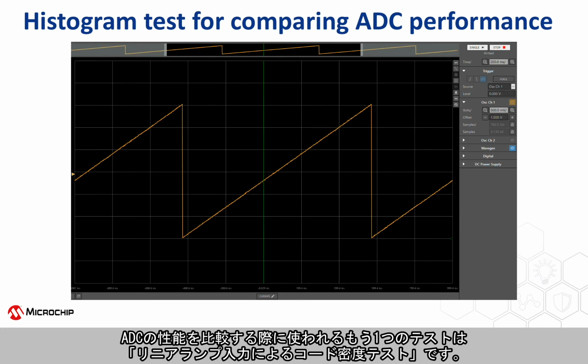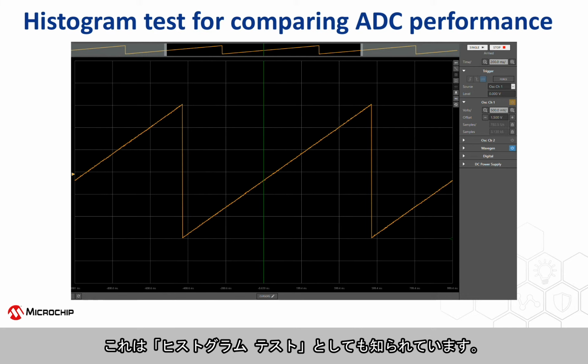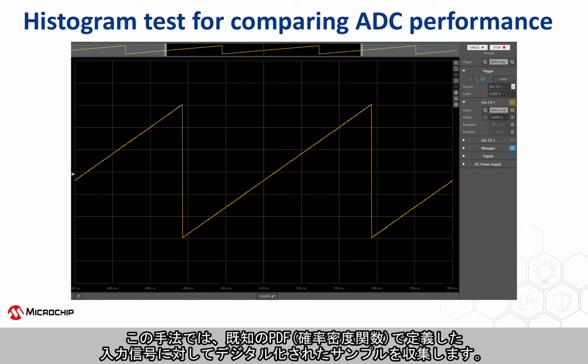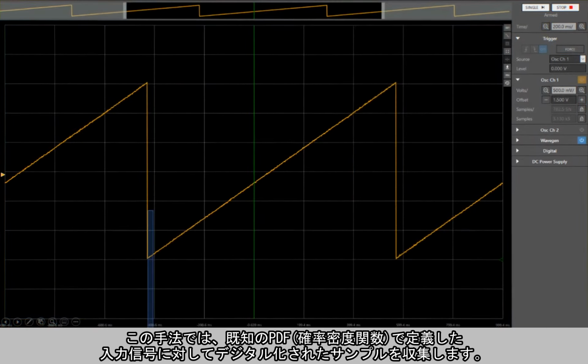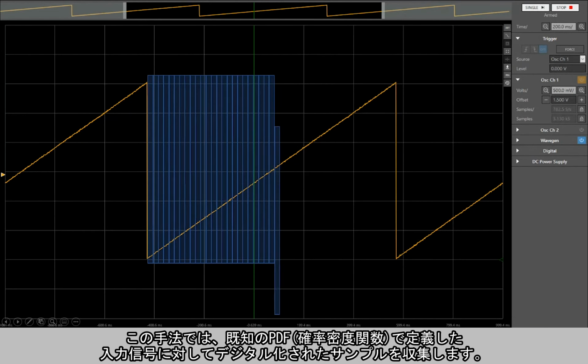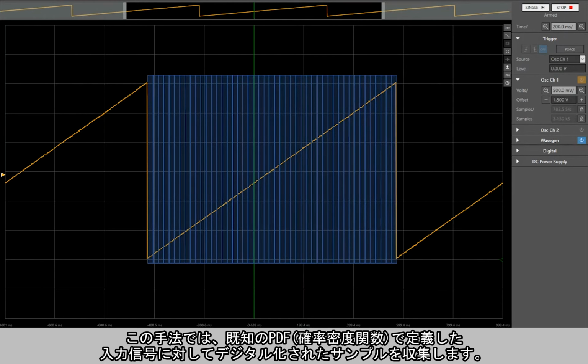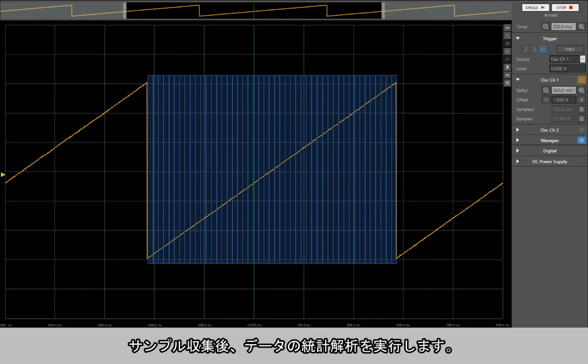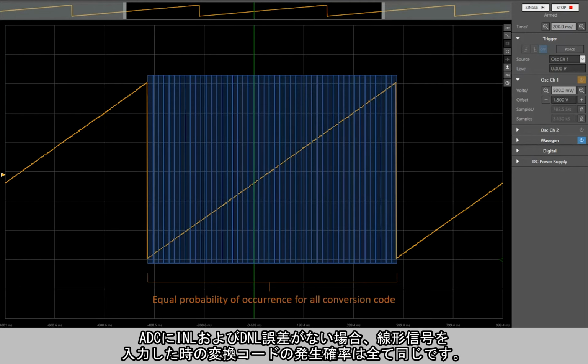Another test used to compare the ADC performance between two similar devices is a code density test with a linear ramp input. It is also popularly known as the histogram test. This method involves collecting many digitized samples over a period for a well-defined input signal with a known probability density function, or PDF. Once samples are collected, we perform a statistical analysis of the data. If the ADC has no INL or DNL errors, all the conversion codes have an equal probability of occurrence when a linear signal is fed to the ADC input.